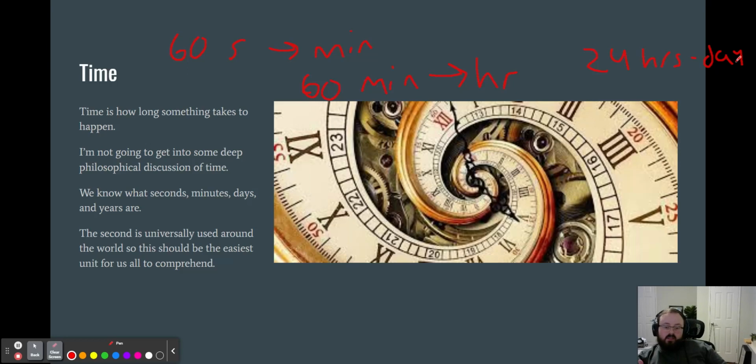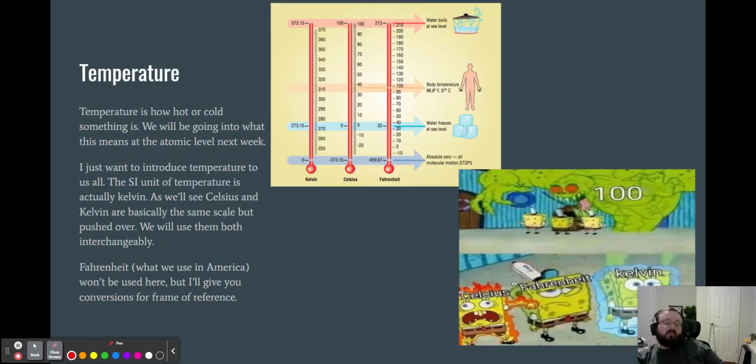So we use these. Technically, minutes, hours, and days are not SI units, they're not officially, but they are used as SI units because they have that direct calculation to do so. So we will be using, if necessary, minutes, hours, and days. Okay, and finally is temperature.